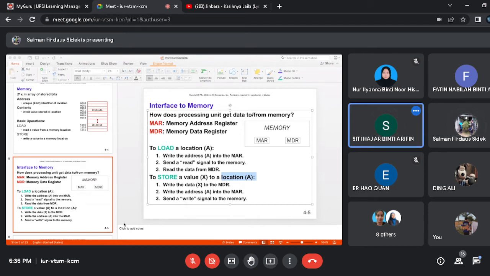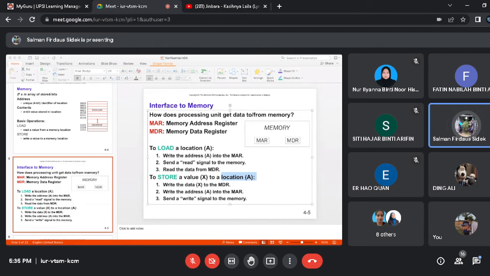Send, sekejap. Okay, kejap, send a what signal? Read signal or write signal? Awak cakap apa tadi? Read ke write signal? Send. Saya tak dengar. Send a write signal. Okay, send a write signal ni, masa ni data dah ada dalam MDR.